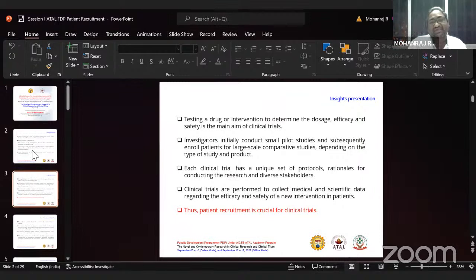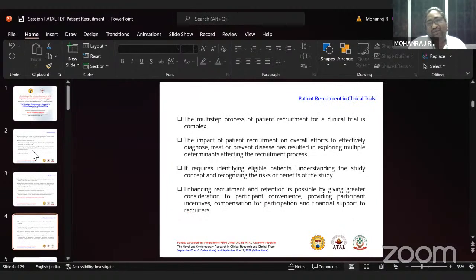So the clinical trials which are performed involve the collection or acquisition of medical and scientific data regarding the safety profile, effectiveness, and efficacy of a new intervention, inclusive of patients. Thus, patient recruitment is a very crucial part of clinical trials. So, getting into today's topic, patient recruitment in clinical trials.